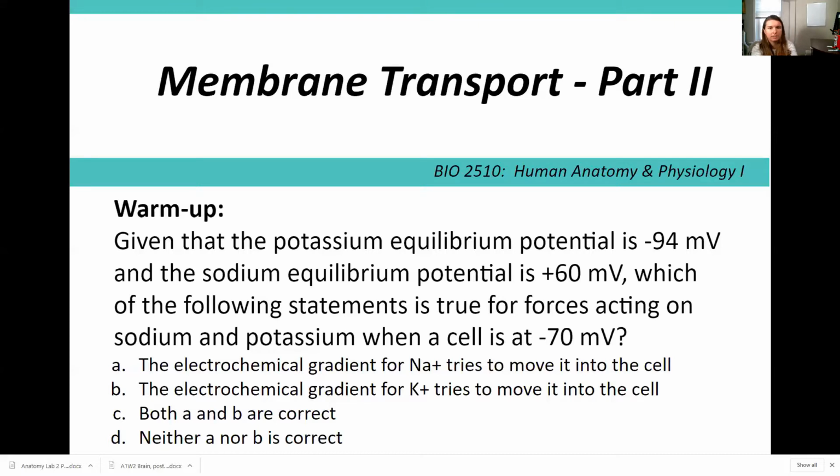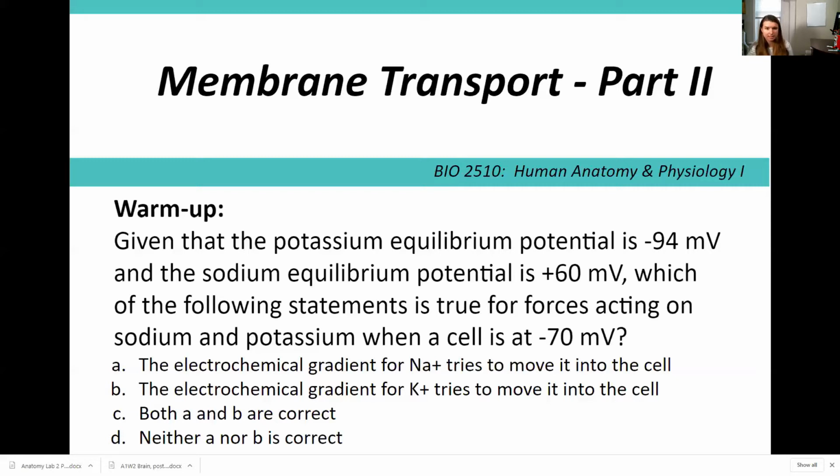We're given a cell and we're told that the cell has a membrane potential right now. So this is the current state of the cell at negative 70 millivolts. That's where we're hanging out in the cell. We're asked then to track what is happening with sodium and what's happening with potassium.